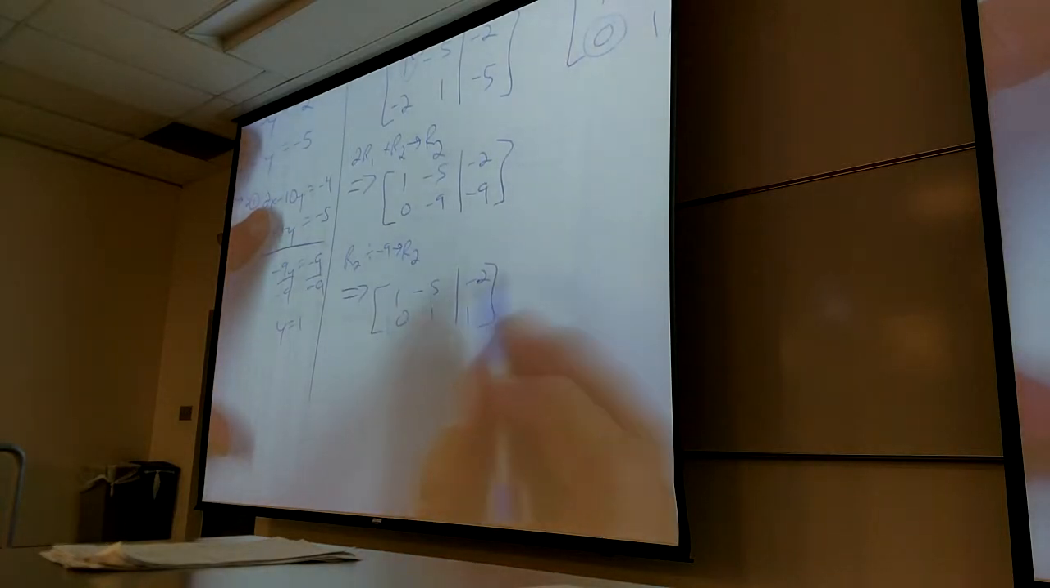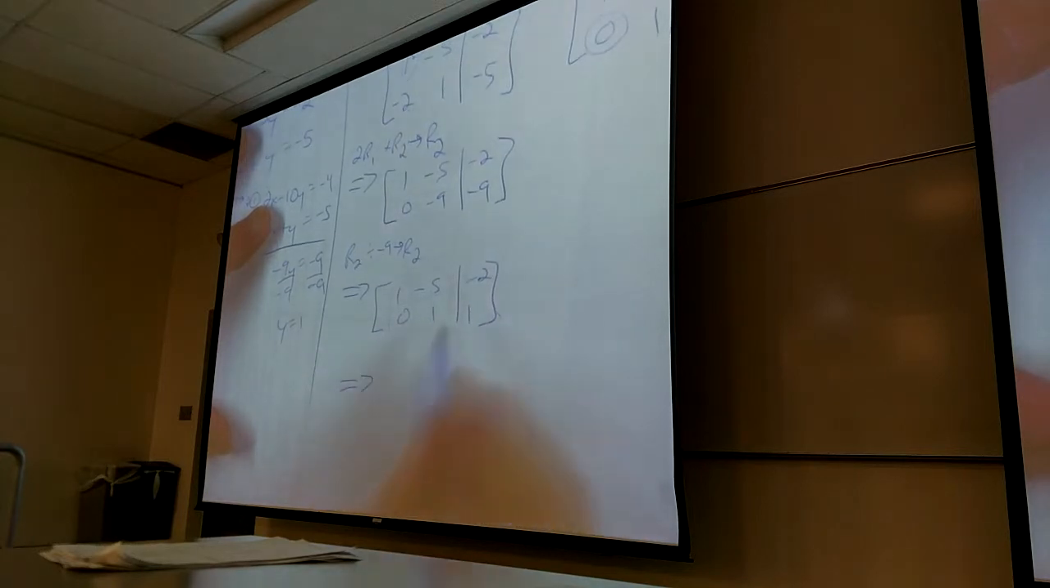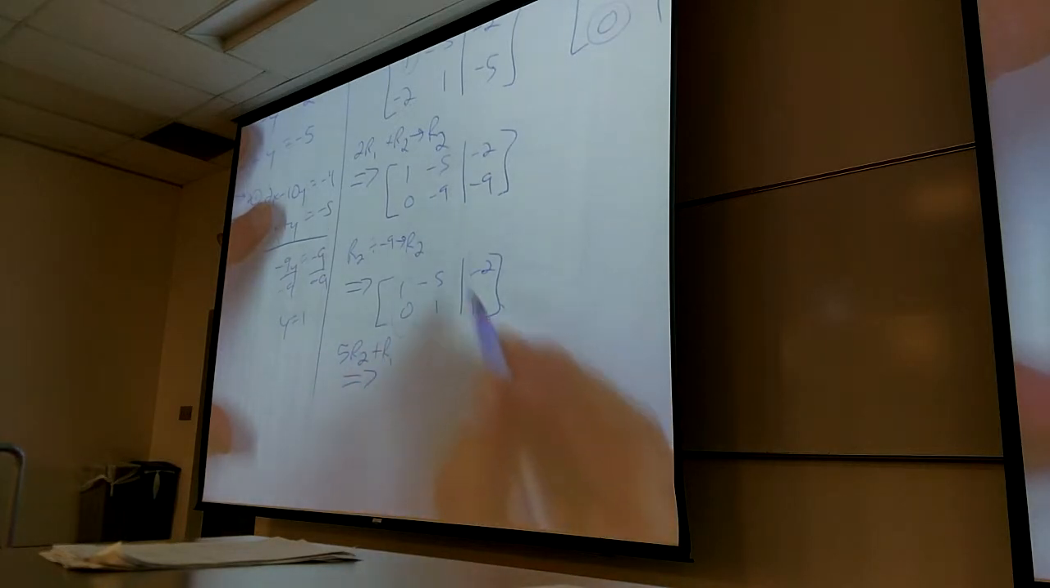So now how do I kill this negative 5? What can I do to this row 2? How do I kill this? What do I make this become so it kills this? I like it. So if I took 5 row 2 and added it to row 1, where am I going to put the answer? Where do I want the 0 to show up?